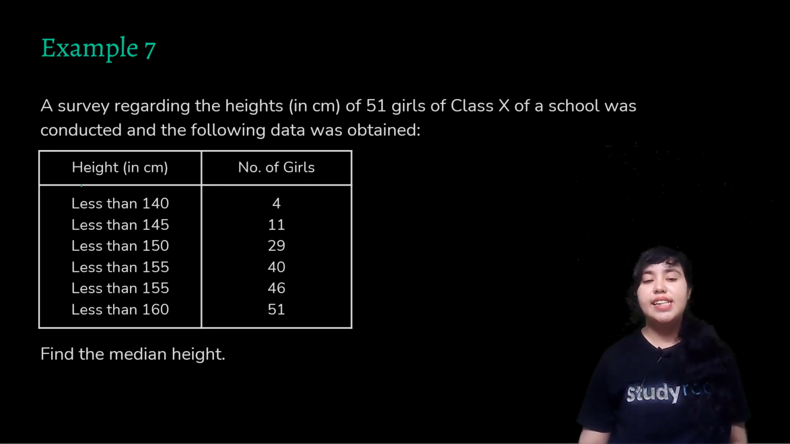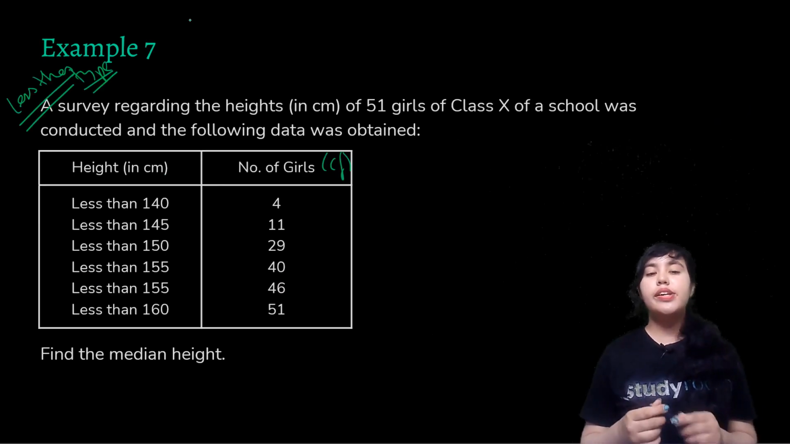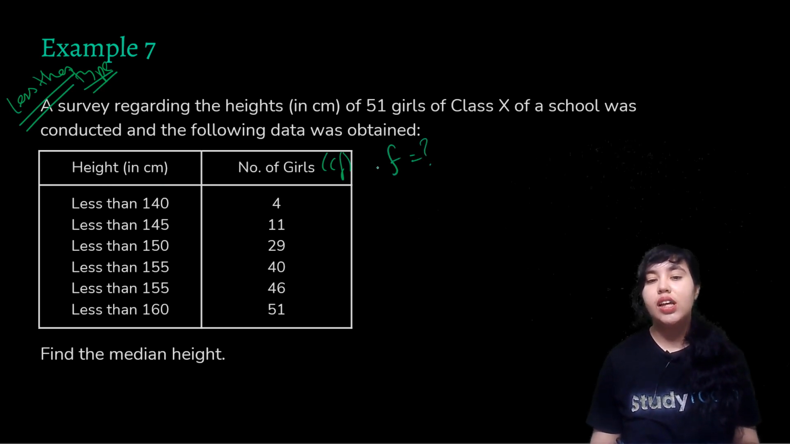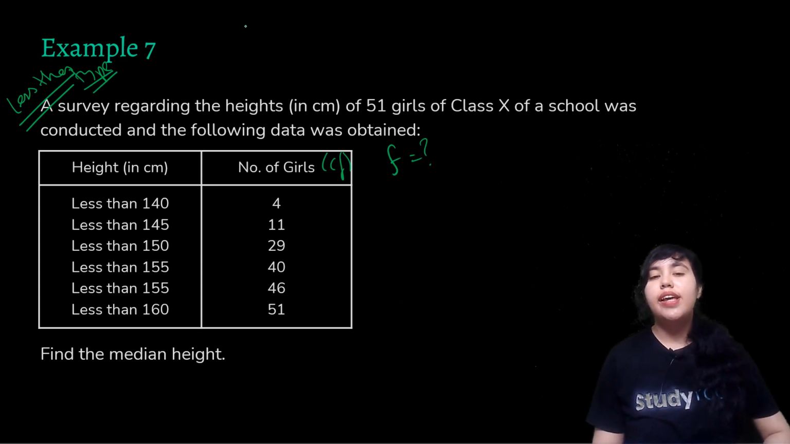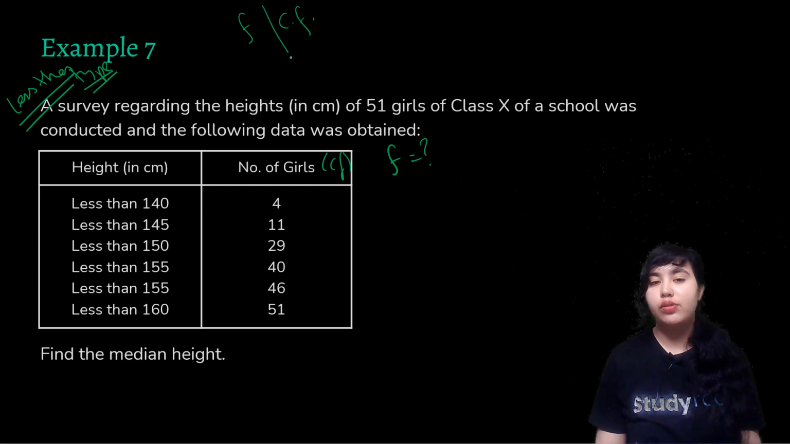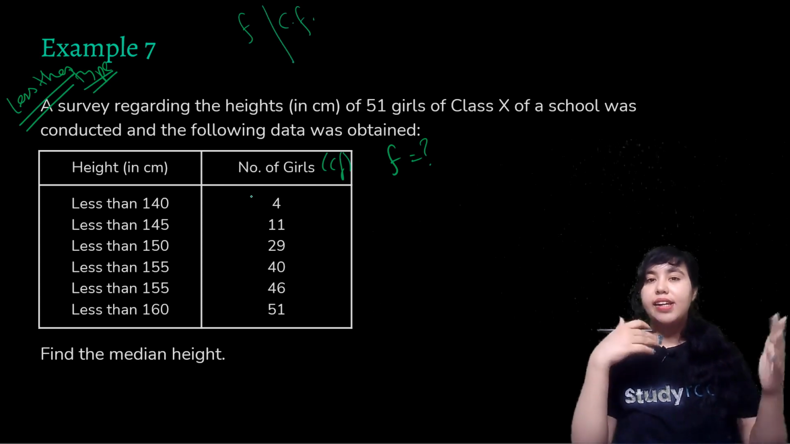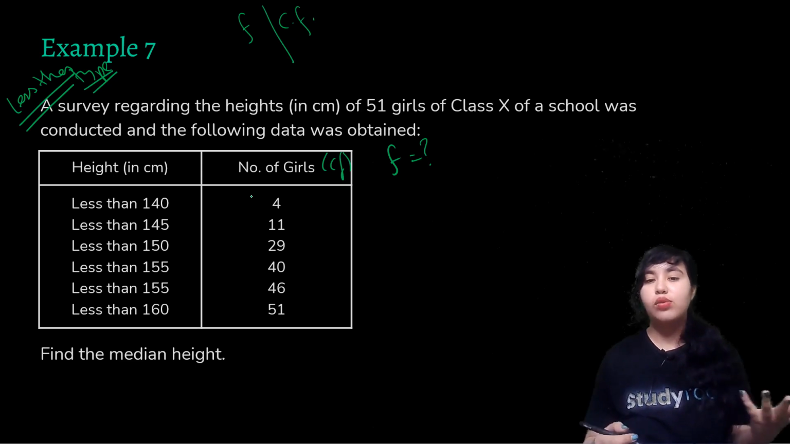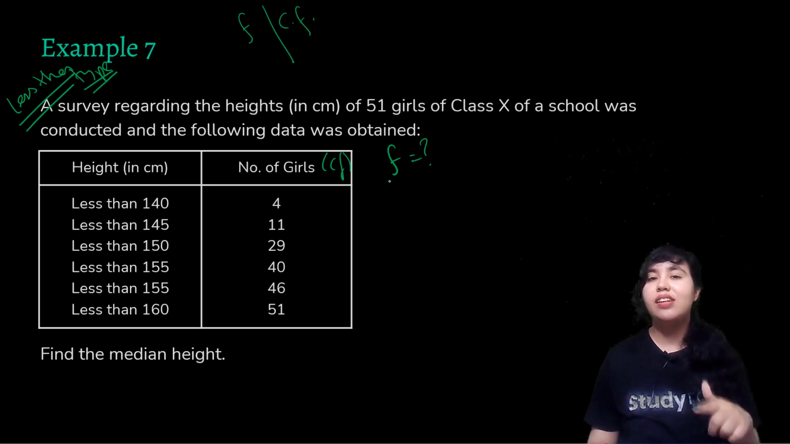So then we have another example. Here we've been given the heights and the number of girls, so we've been given the cumulative frequencies, but we have no idea about the frequencies. But it's no big deal. So far we knew frequencies and we were calculating cumulative frequencies by adding the previous frequency to the present frequency. Now we can move backwards and use the cumulative frequencies, subtract them, and get the frequency.